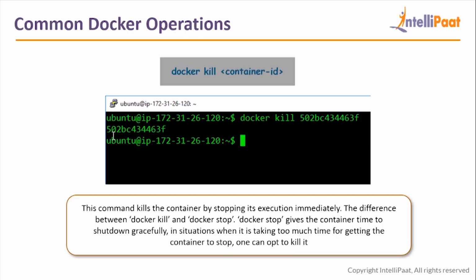It's just like shutting down your computer or just switching off the power switch from behind the computer's power outlet, right? So if you have stopped the container, but the container is still not stopping because of some program which is running in loop inside the container or something like that, you can immediately kill the container using the command docker kill and then the container ID.